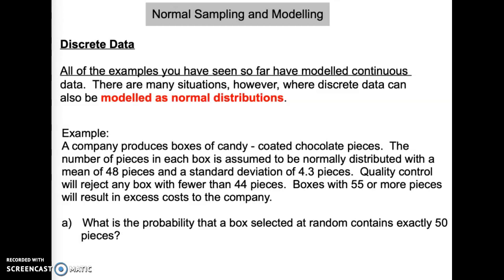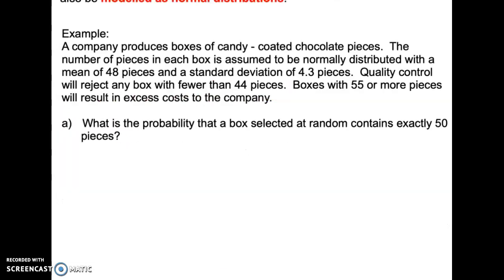So next we're going to look at normal distributions when using discrete data. All the examples that we've seen so far have modeled continuous data. For example, number of grams of powder, number of hours that a light bulb would live, and so on. All of those have been continuous data, which is good because a normal distribution is a continuous model. But there are many situations where discrete data can also be modeled as a normal distribution. It's just going to take one extra step. So we'll go through an example and we will show how to do that extra step.